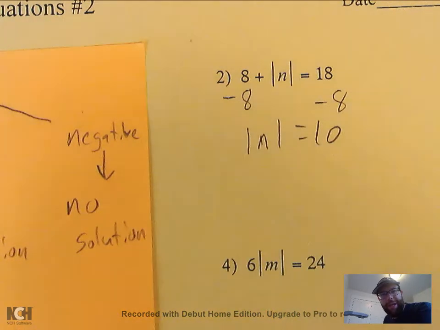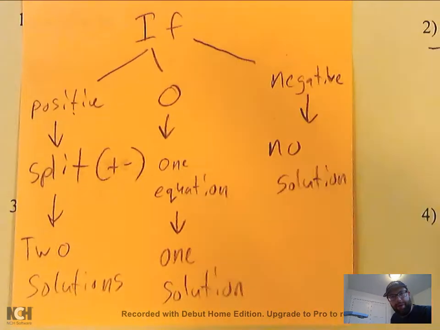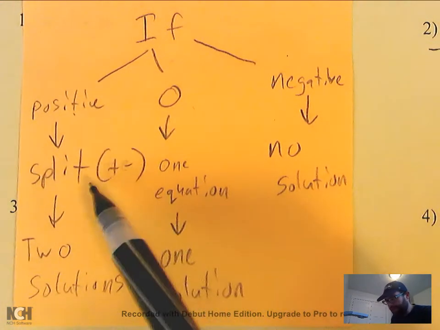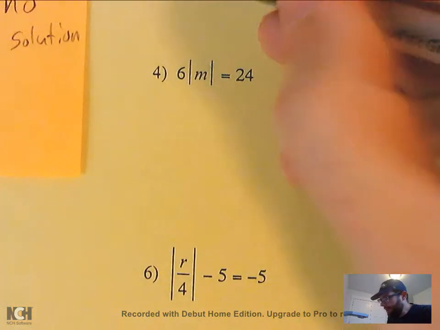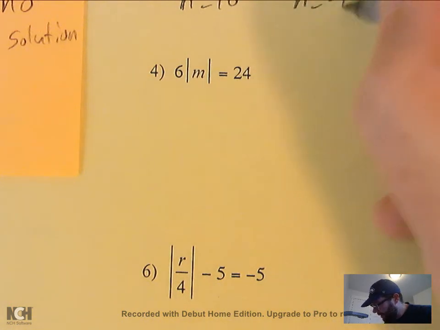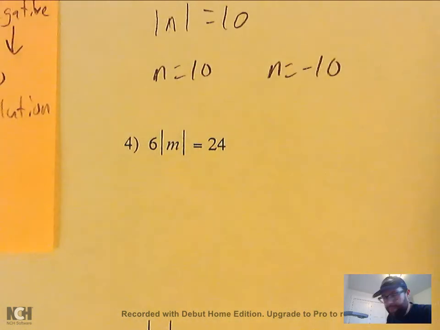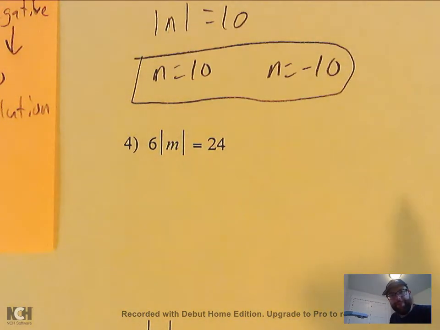Okay, now the absolute value is isolated. So now I look at my little sheet. It's positive 10, right? So positive number, that means I have to split it into two different equations. So n could either equal positive 10 or n could equal negative 10. And that would be my two answers. n's by itself, I'm done, right?